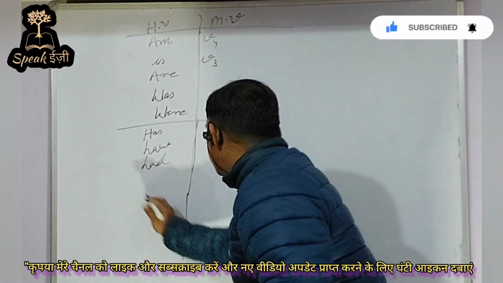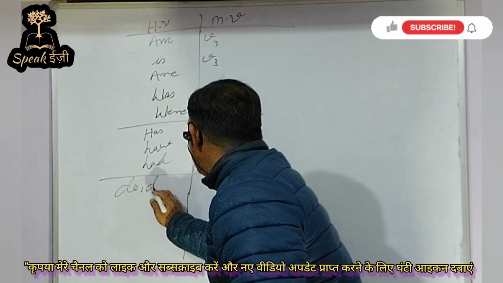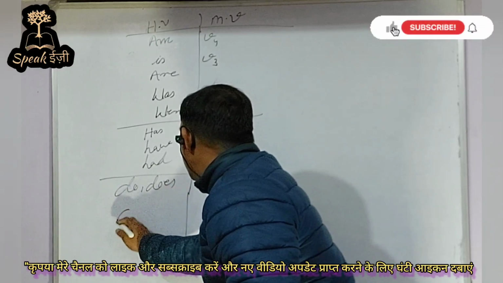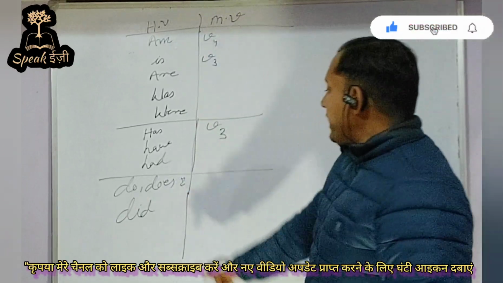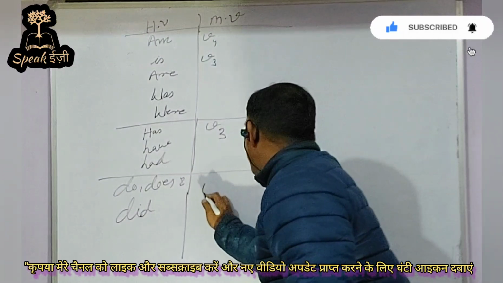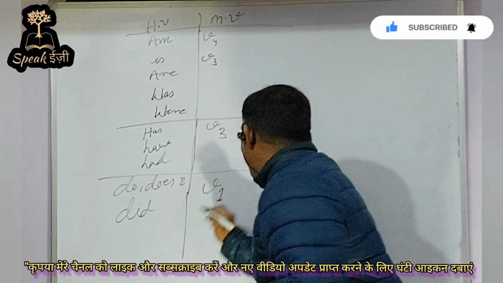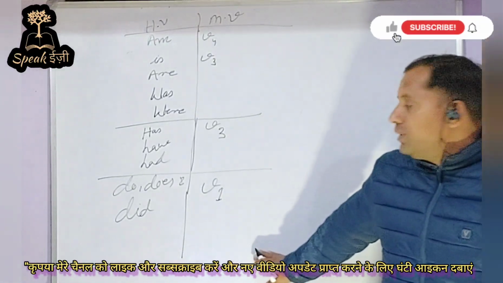The last list is do, does, and did. So when our helping verbs are do, does, or did, in this case we have only one possibility, that is V1. We can never use any other form of verb.